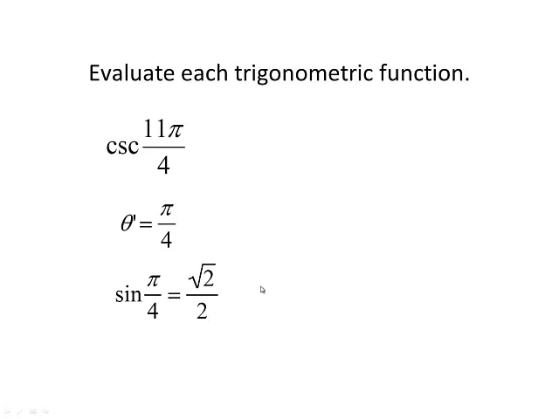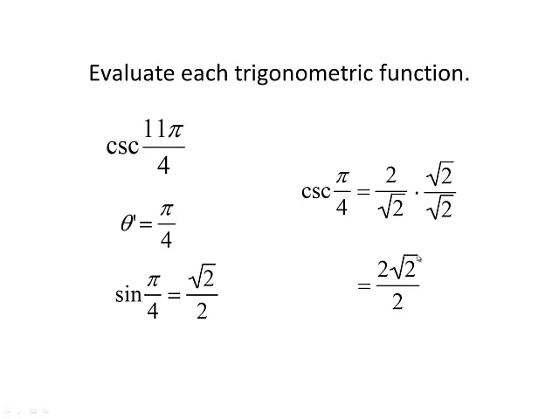To get the secant, we take the reciprocal of rad 2 over 2. Clean this up a little bit, and we get that. Cancel the 2's, and it's rad 2. And like I said, sine is positive in quadrant 2, so it's just positive rad 2.